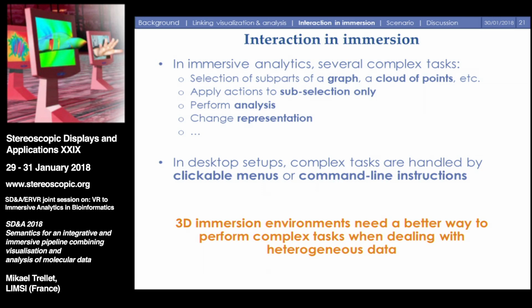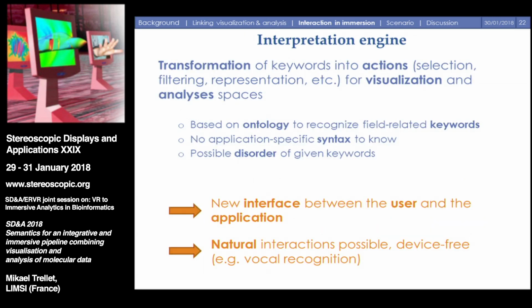So we need a better way to perform these complex tasks when we deal with heterogeneous data, analysis and visualization again, but in parallel. So we've created an interpretation engine that transforms keywords into specific actions, selection, filtering, representation, for the visualization and analysis spaces, in order to synchronize any action of the user to be performed on both spaces at the same time. It's based on the ontology we developed to define the field. You don't need to know any software-specific syntax, which is an advantage, meaning you can use this full database and plug anything you want into it. It should be agnostic of the software you're using.